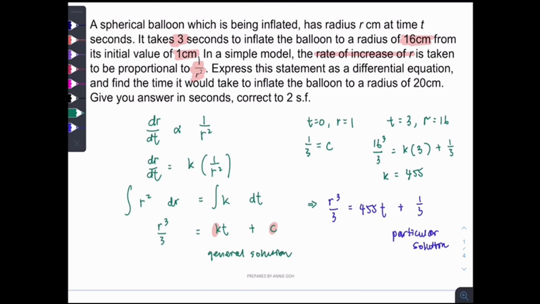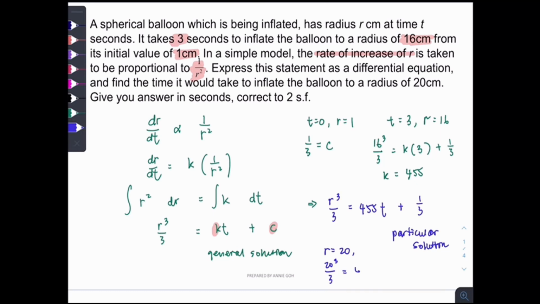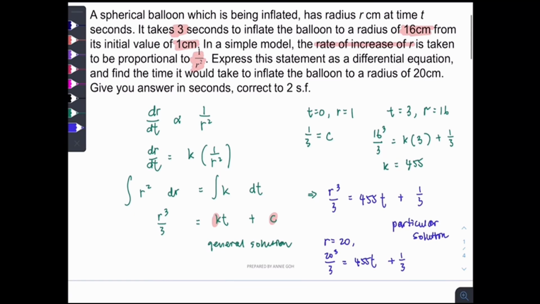So after you have found out the particular solution, now you can actually answer the question. The question asks to find the time that it will take to inflate the balloon to a radius of 20 cm. So now you just need to let r equal 20 to find out the value of t. So it will be 20 cubed over 3 equals 455t plus 1 over 3. And hence, you will get t equals 5.9 seconds, correct to two significant figures as requested by the question here. That's how we form the differential equation and hence solve it.